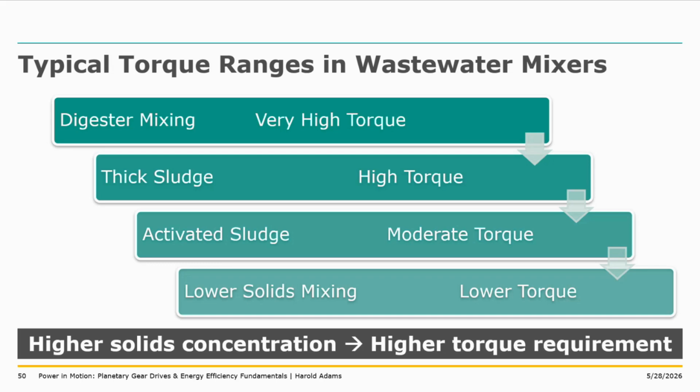Thick sludge, again, high torque demands needed, but not as much as within a digester. Activated sludge, waste and/or return activated sludge would need moderate torque. And then finally, lower solids mixing is at the bottom of our scale here. So our key takeaway is that higher solids concentration nets higher torque requirements.